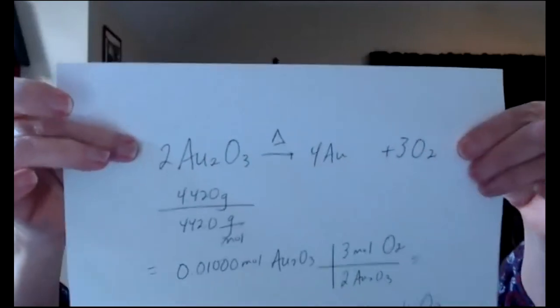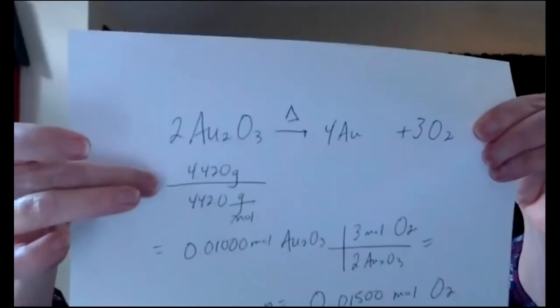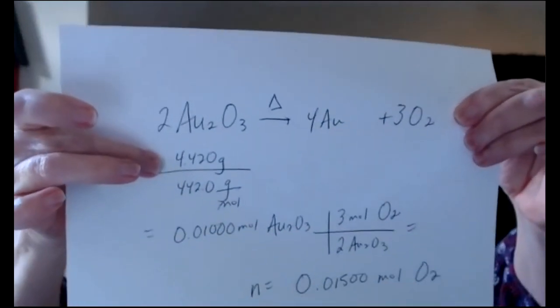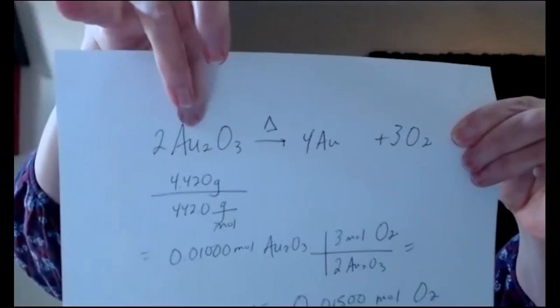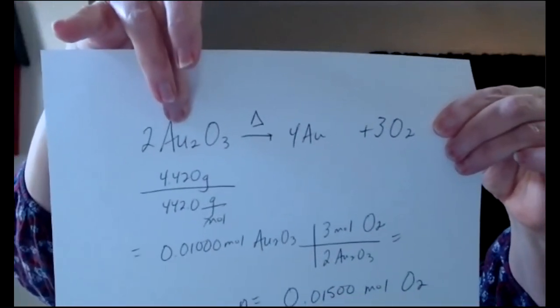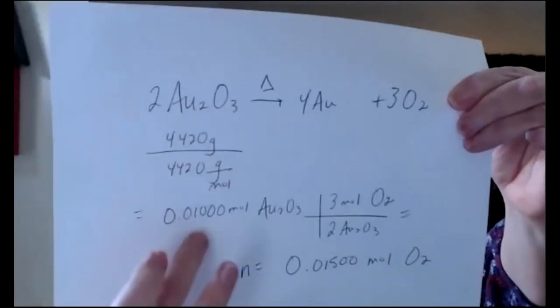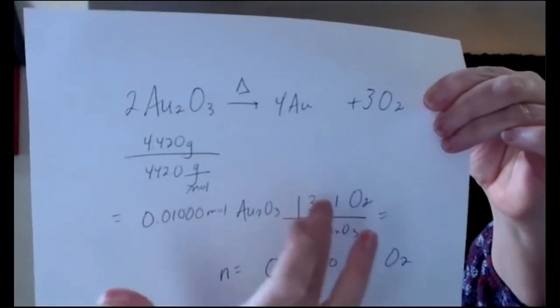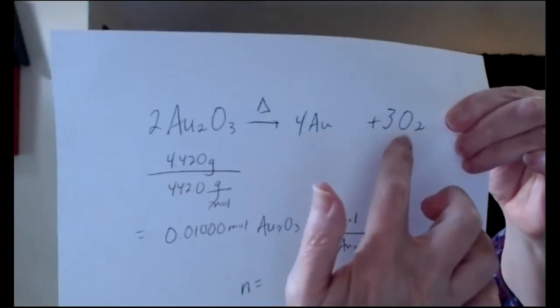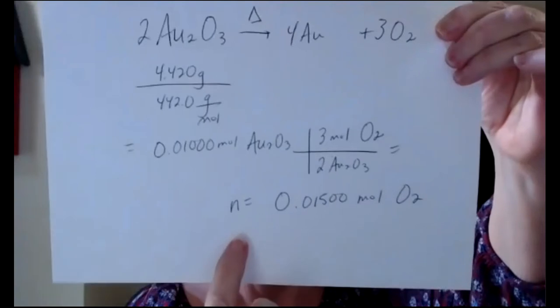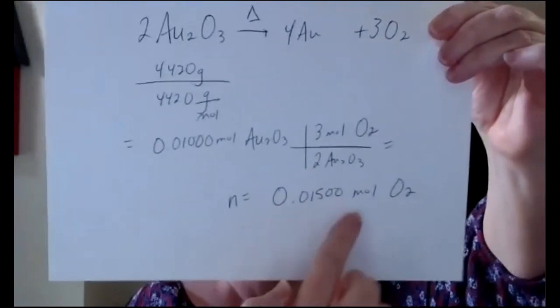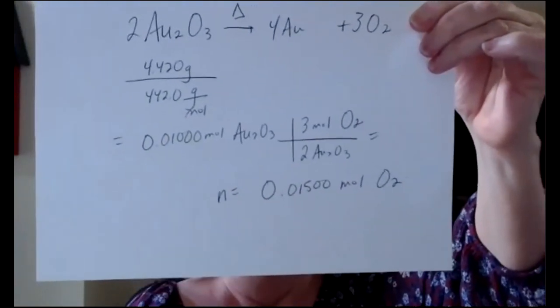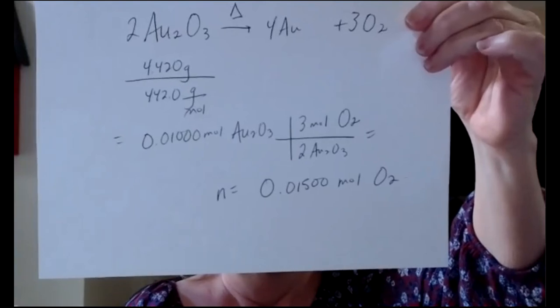I had to write my reaction. This given 4.420 grams, gold 3 oxide is not a gas. I had to convert it to moles to use my mole ratio to get to my gas. This is the N I put in my formula. So if you've corrected your pressure, you've got to change it. Let me go ahead and do that.